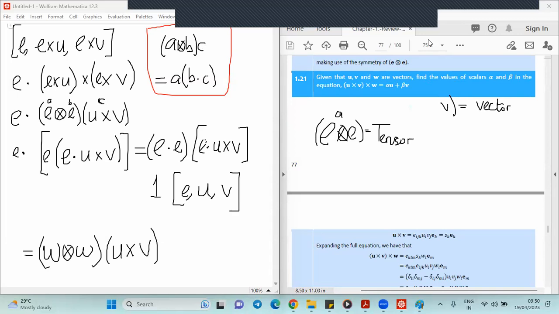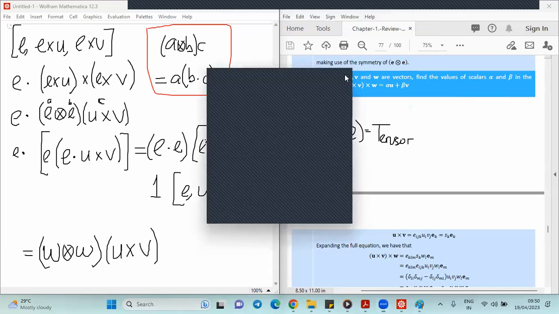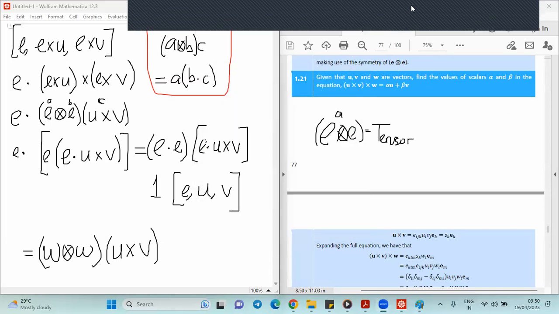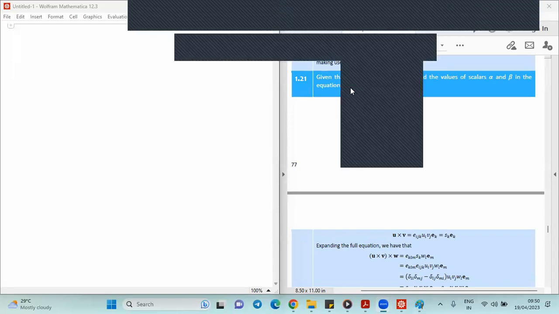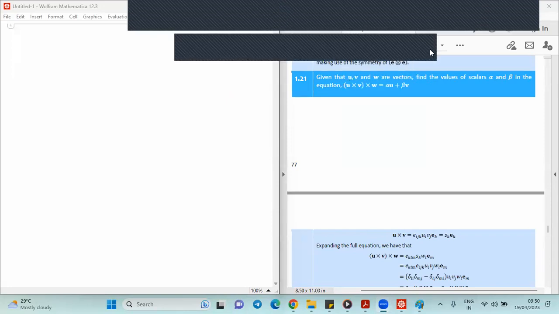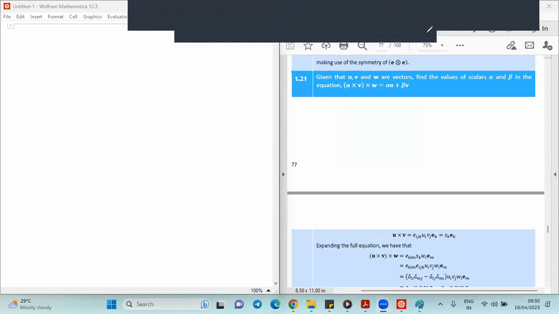Okay, thank you very much. So I believe we can continue. Let me clear all drawings. So moving on to question 1.21. We can see that indicial notation was used to solve this question. The other questions we've been solving are straightforward.